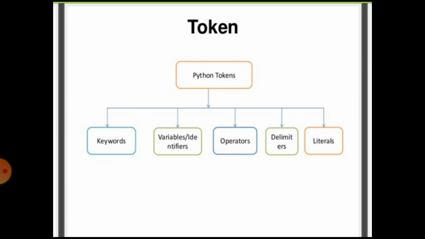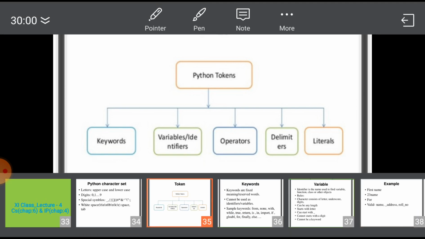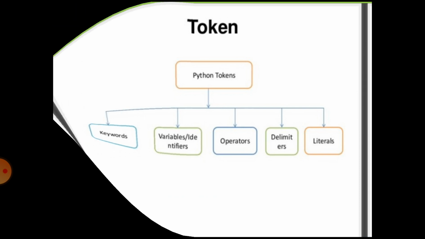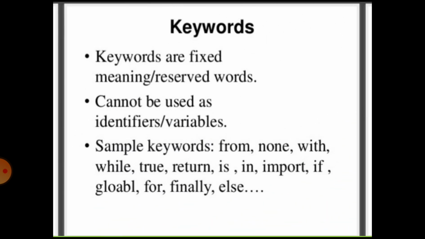So we will discuss keywords first. What are keywords? A keyword is a word having special meaning reserved by the programming language. Keywords are fixed meaning, reserved words. All keywords have a fixed meaning. So you can say keywords are fixed meaning reserved words, and they cannot be used as identifiers or variables. It means we cannot use any keyword as a variable.